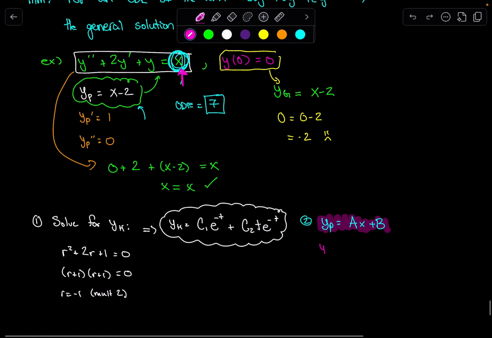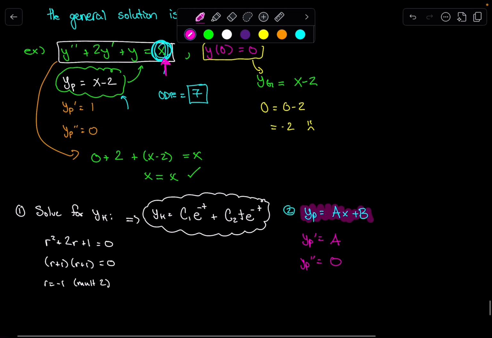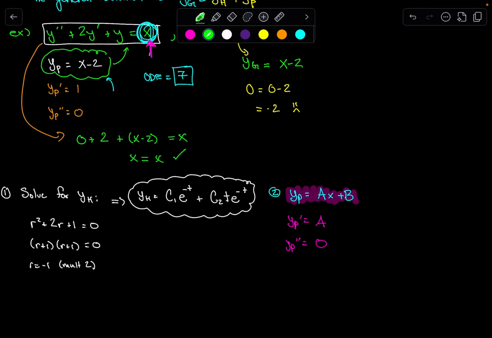And then we're going to run through this and say, okay, the derivative is equal to a, the second derivative is equal to 0. We're going to plug it into the differential equation. So we would get 0 plus 2a plus ax plus b, and this is supposed to equal the x that I have on the right side. And I'm going to go through and balance coefficients one more time. I'm going to say, well, how many x's do I have on both sides? Oh, okay, I have a of them on the left. I have one of them on the right. Bingo, I just figured out what a is.